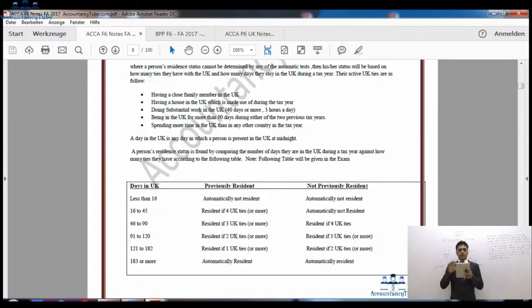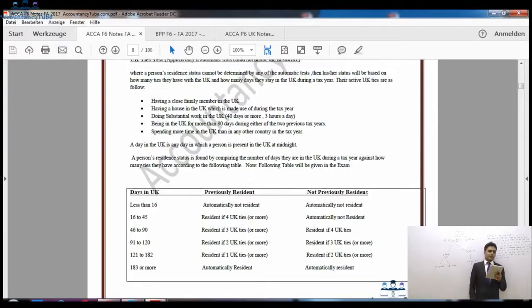Now, in between those two, like 16 to 45 days, 46 to 90 days, the more days you have spent in the UK, the fewer ties you need in order to be considered UK resident. For example, look at 121 to 182 days. If you have spent 121 to 182 days and you were previously resident, then you need one UK tie or more to be considered resident, and if you are not previously resident, then you need two UK ties, and then you will be considered UK resident.